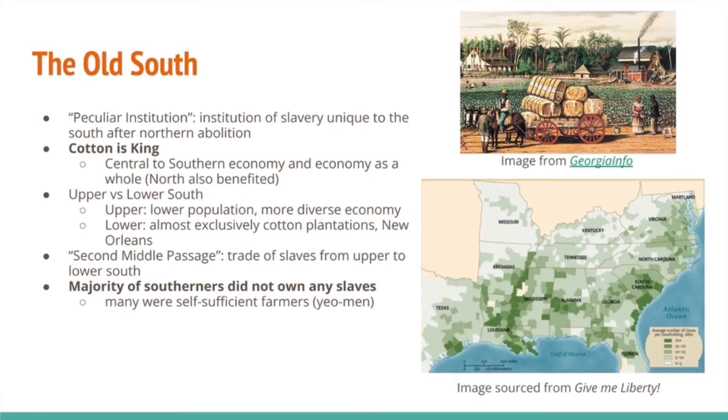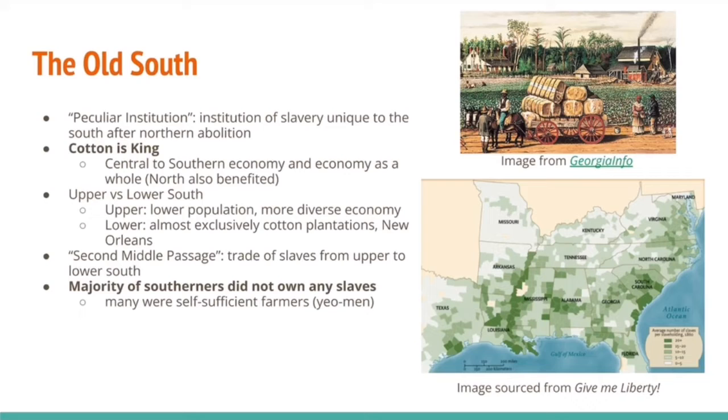All right, the peculiar institution. What does this refer to? This refers to the institution of slavery that was unique to the South after Northern abolition. One important idea is cotton. Cotton upheld the Southern economy and also contributed greatly to the American economy as a whole. The North benefited through cotton in textile mills and shipping of cotton, financing plantations, etc.